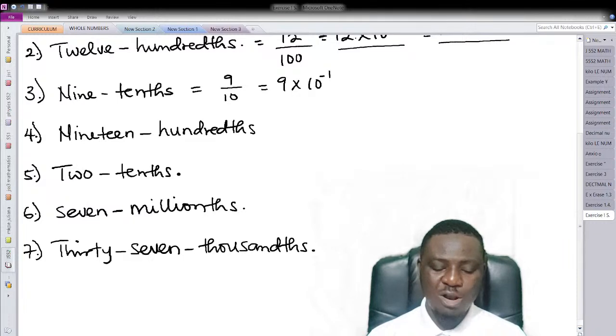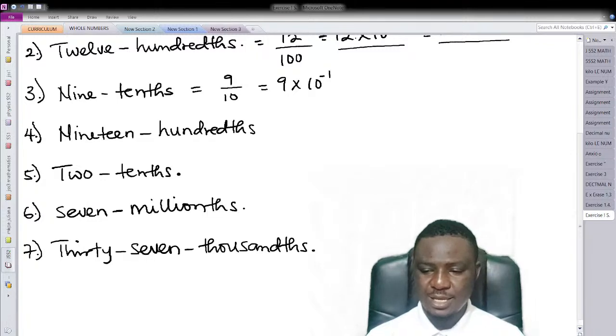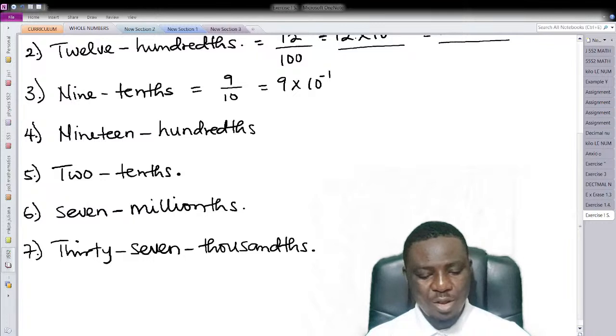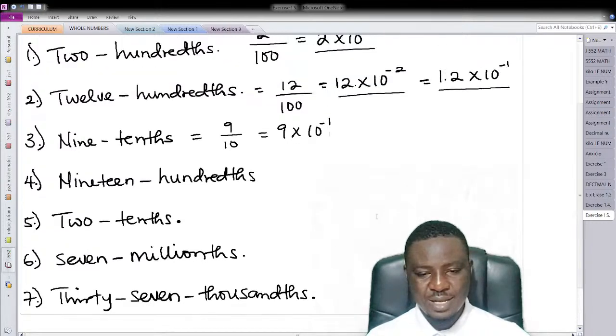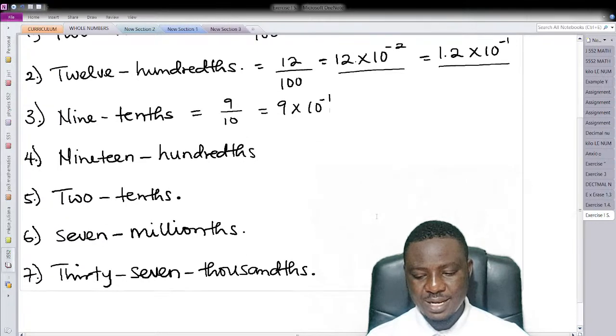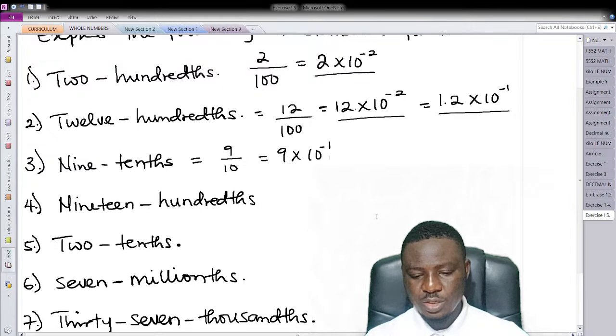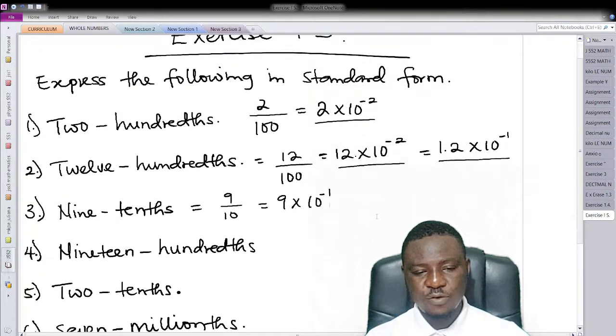And those of you who are online, you can join us. You have to express the numbers in standard form. There are 7 of them. So express the following in standard form.